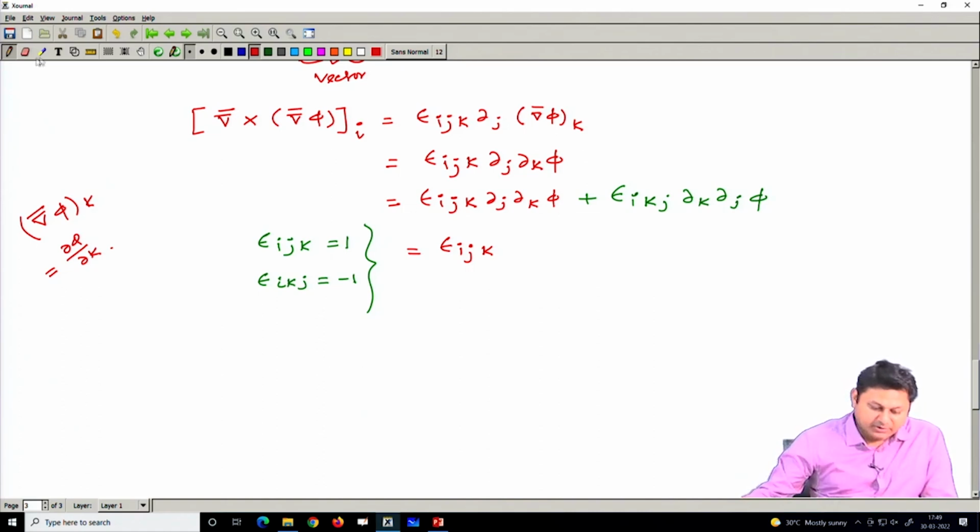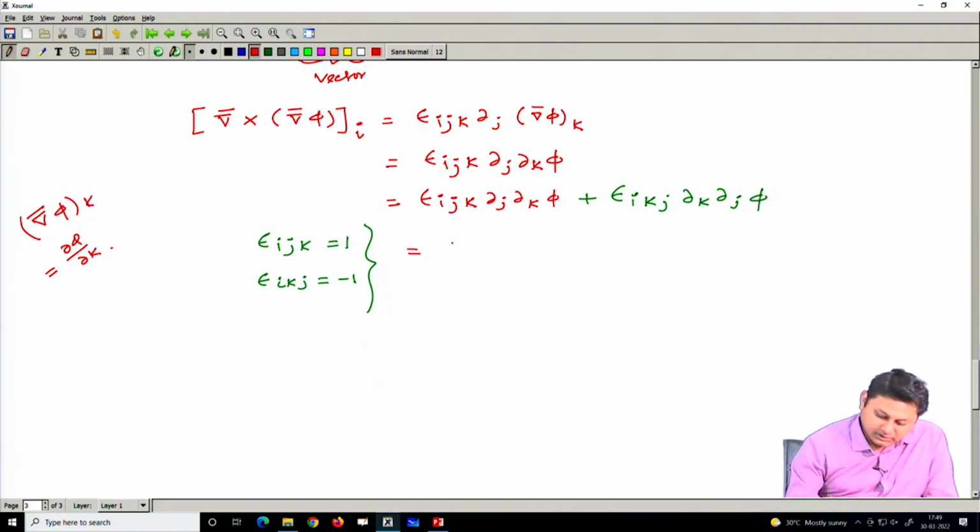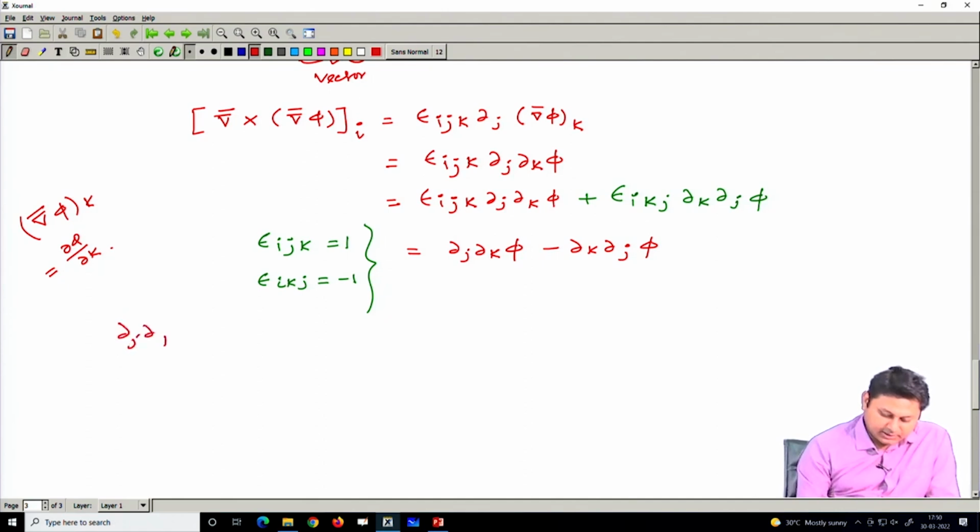Okay, I do not need to write epsilon ijk anymore because I am now putting in this value. So, this is eventually del j del k phi, and here we have a minus sign because this is minus 1, del k del j phi. Now, you can see this operator, what is the meaning of del j del k?